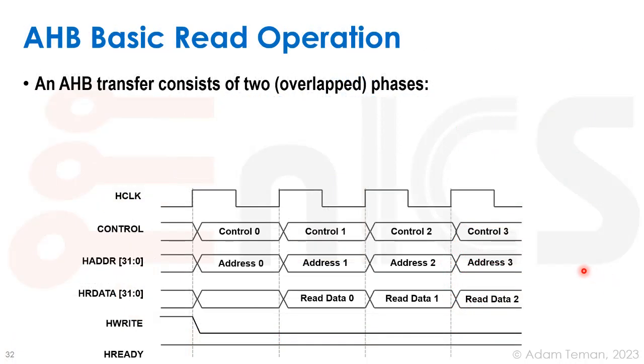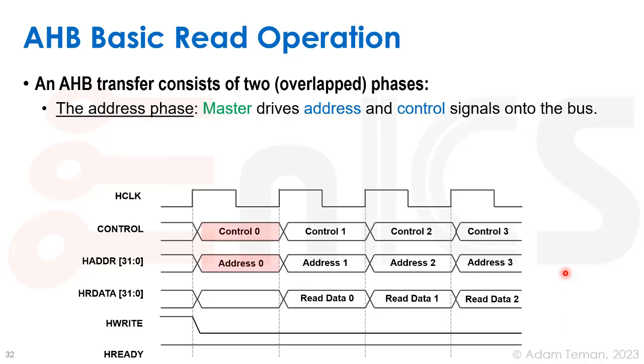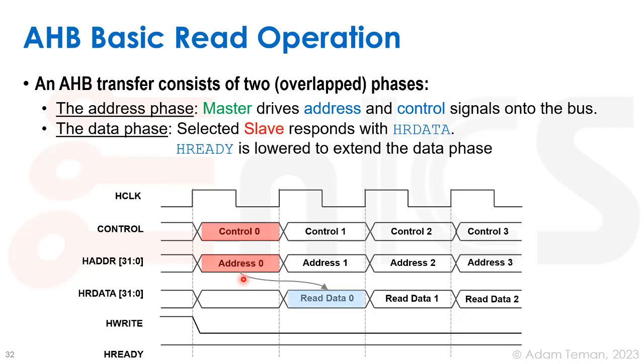So let's see how a basic AHB read operation occurs and how it actually gains more performance over the APB. It has 2 overlapped phases. In the address phase, the master drives the address and control signals onto the bus. We have the H clock over here, and in the first phase, the control and the address for the first transaction are put on the control and H address signals. Similar to before, once we have the rising clock edge, we have a cycle latency, and the slave will provide the read data on the H R data bus.